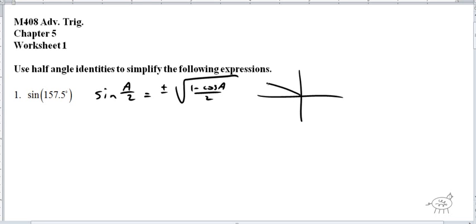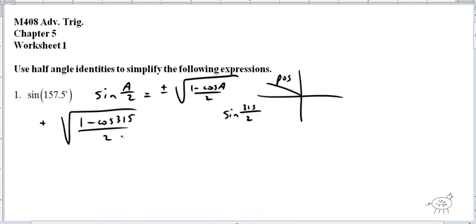If I look at where 157 is, it's a little bit less than 180, and sine is positive there. So that starts out with our radical. So we have positive the square root of 1 minus, and remember it's a over 2, so you double 157.5 and you get sine of 315 over 2. So it's 1 minus cosine of 315, that's a over 2. So just got to do a little bit of work here.